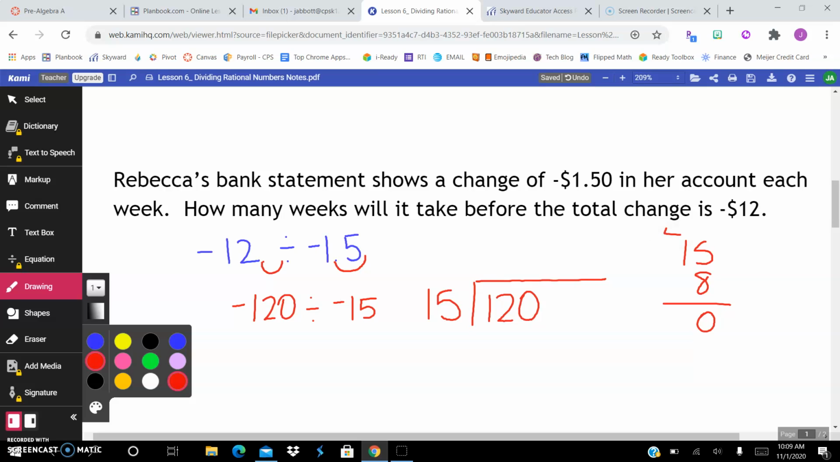8 times 5 is 40, so carry the 4. 8 times 1 is 8, plus 4 is 12, exactly 120. So it goes into 120 exactly 8 times. So how many weeks will it take? It will take 8 weeks.